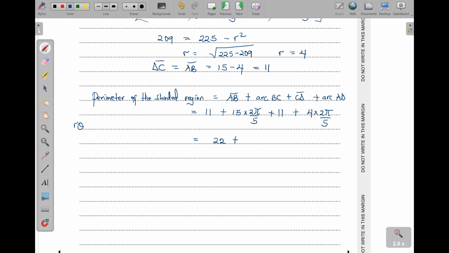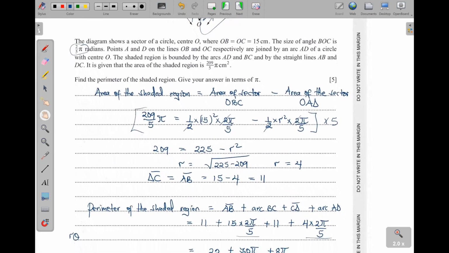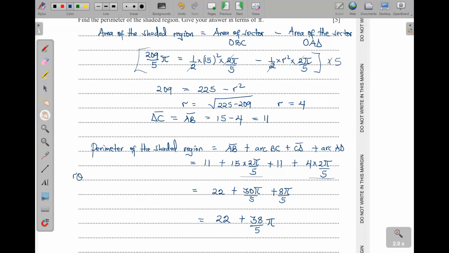22, then plus. Now 15 times 2 pi over 5, and also this one, I can put them together. So 15 times 2, that is 30 pi over 5. I'm not simplifying it because I can put it together with this one. Then plus 4 times 2, that is 8 pi over 5. That means I can have 22 plus 30 plus 8, that will be 38 over 5 pi. Okay, and they said give your answer in terms of pi, so the answer has to be this one here.